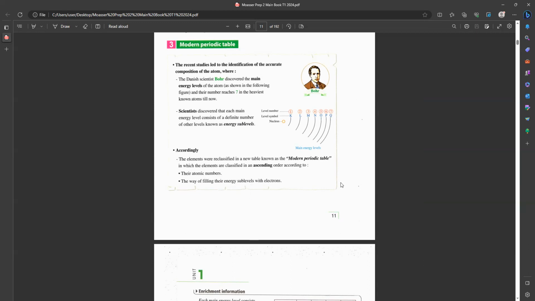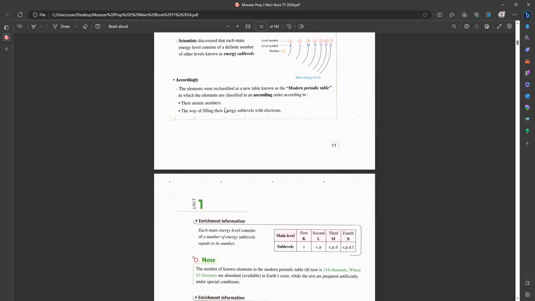The scientists in the modern periodic table ordered the elements according to atomic number and according to how the sub-energy levels are filled with electrons. So they arranged the elements in two ways: by atomic number, and by how the electrons in the element fill the sub-energy levels.